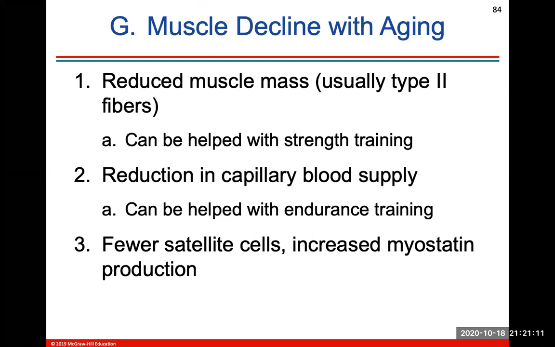Muscle decline with aging. I do want you to know that with aging, your muscles will reduce their mass. It can be helped with strength training. So as you age, I'd encourage you to lift weights every day for a couple minutes. There's a reduction in capillary blood supply. It can be helped with endurance training as well. So basically, exercise is really important, whether it's walking or weightlifting, as you age.